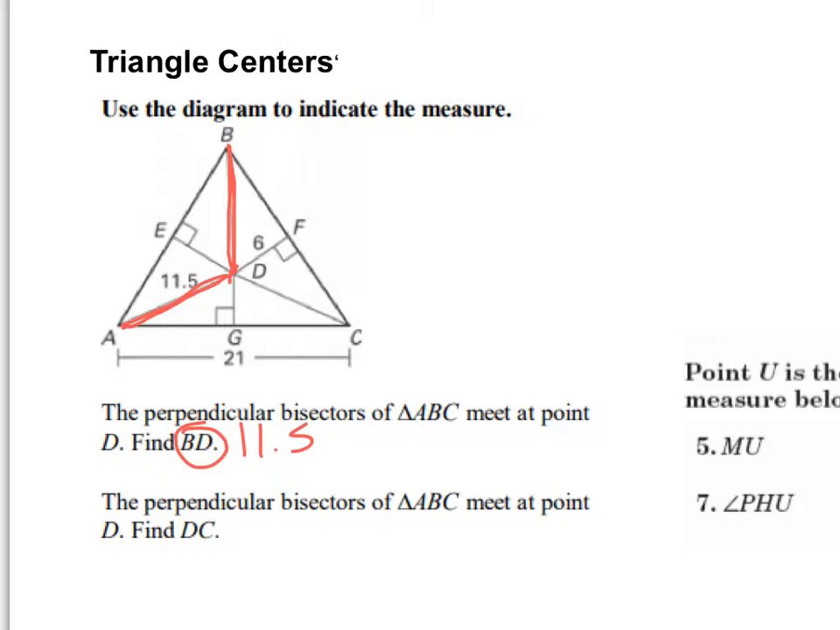The next one is asking us to find DC, which is the same thing. So 11.5. Now, it could have also asked something like, what is GC? And I would just take the 21 and divide by 2, and that would give me 10.5 if they asked me about that, because we're talking about a perpendicular bisector.